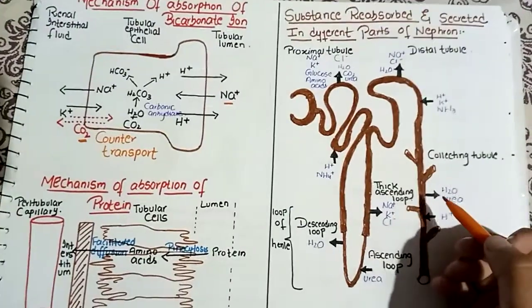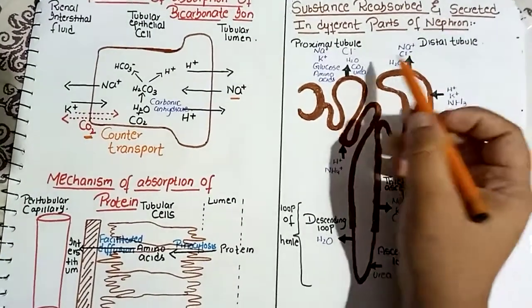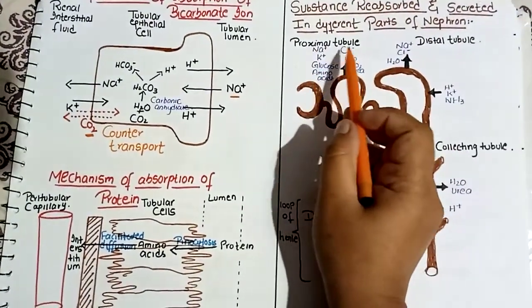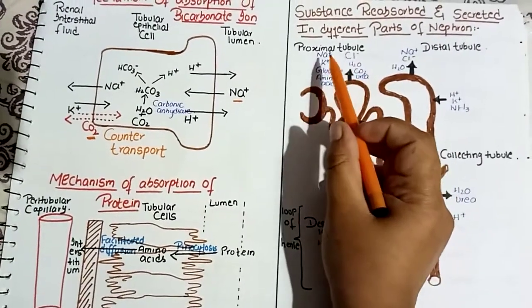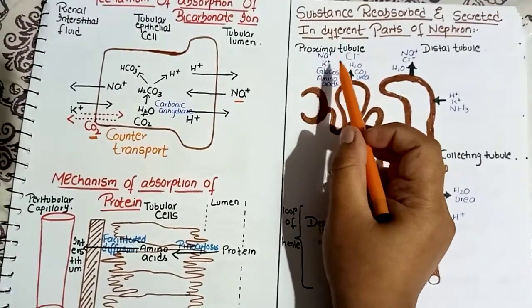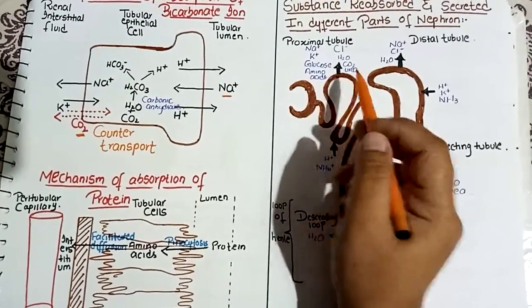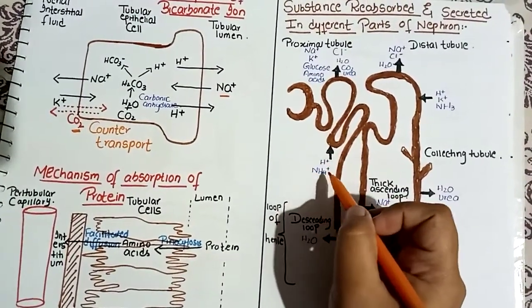Now I will discuss the different substances reabsorbed and secreted in different parts of the nephron. So I will start with the proximal tubule, in which the reabsorption of sodium, potassium, chloride ion, glucose, amino acids and water occurs, and the secretion of H ions and ammonia occurs.